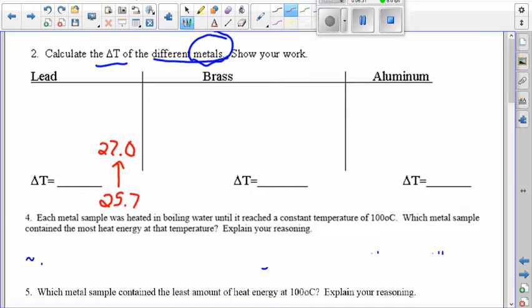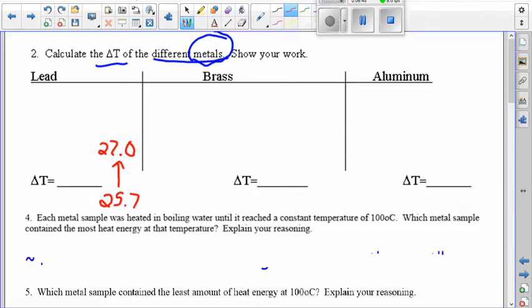What temperature did the metal start at? Does anyone know? 100 degrees Celsius. How did you know that? Because the water boils. Woo-hoo! That's pretty good, Mr. Pate. The metal started at 100 degrees Celsius.